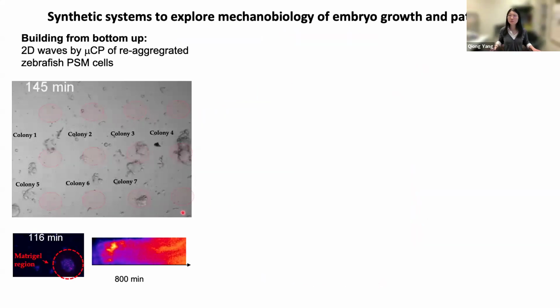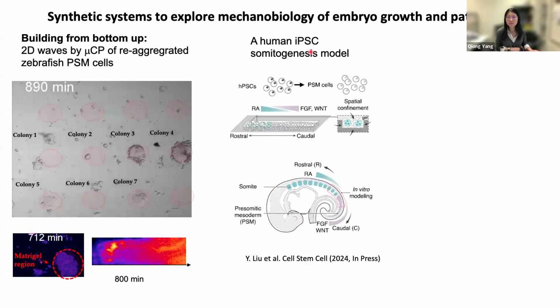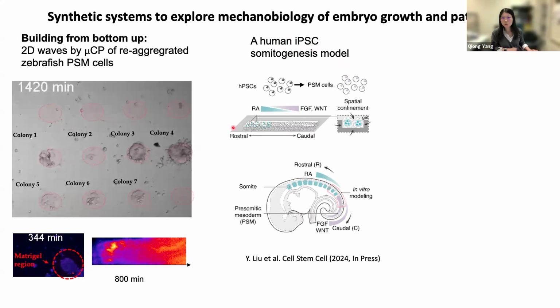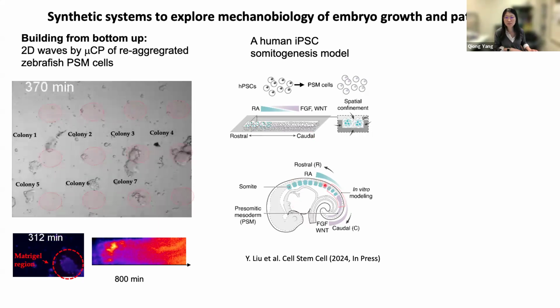And then moving forward, we are hoping to build from the bottom up. So we are trying to re-aggregate the cells and build two-dimensional patterns by microcontact printing. Additionally, we have collaborated with Jianping's lab to build this somitogenesis model in vitro with human pluripotent stem cells. When we seeded these cells in this microfluidic system, where we can have signaling gradients in space for anterior, posterior, and also dorsal ventral, we can recapitulate this somite formation in these microfluidic chambers. And that can allow us to understand this system more quantitatively.